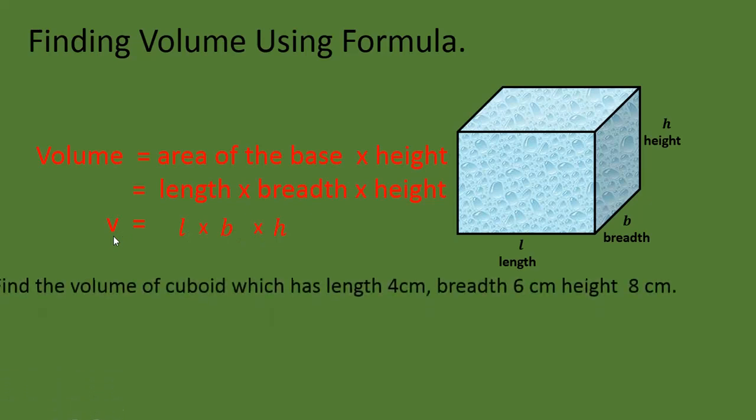So find the volume of the cuboid which has length 4 cm, breadth 6 cm, height 8 cm. Let's substitute in the formula. So V equals L into B into H. So here the measurement of length L equals 4 centimeters, breadth equals 6 centimeters, height equals 8 centimeters. So if we multiply, the volume equals 192 cubic centimeters.